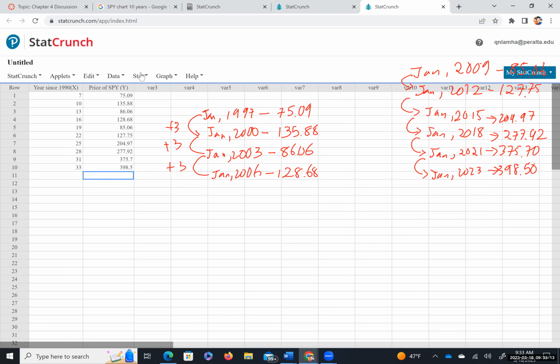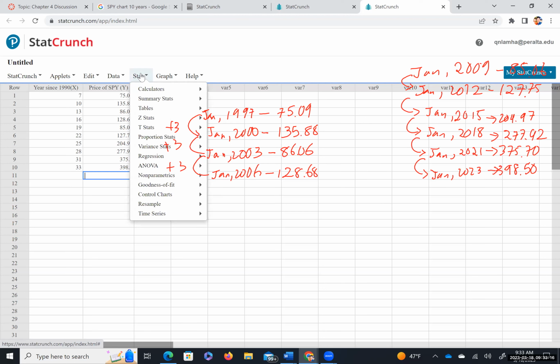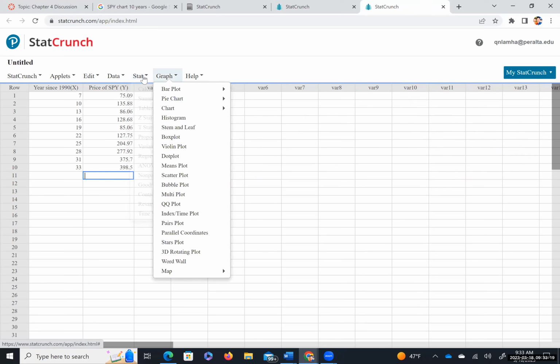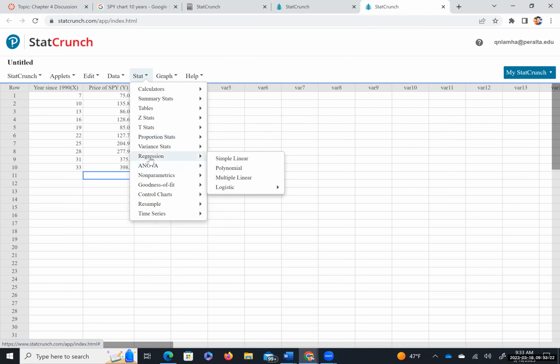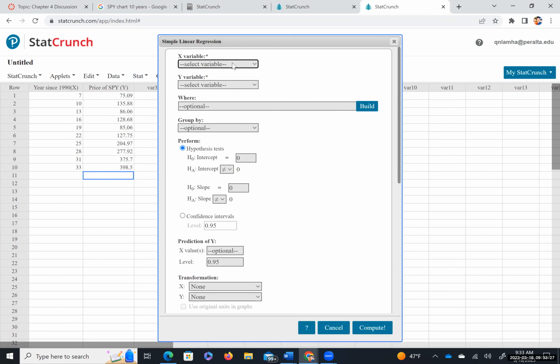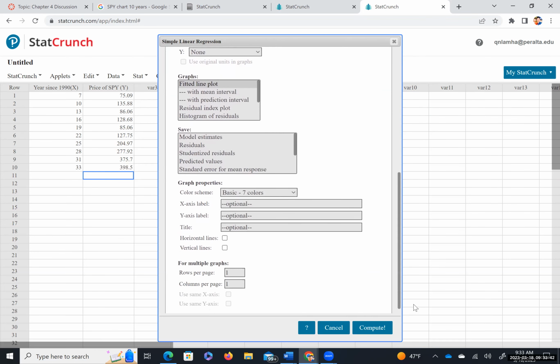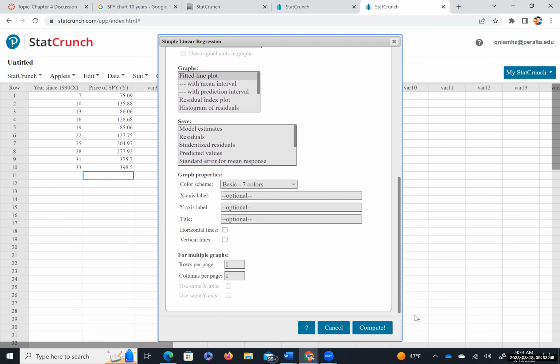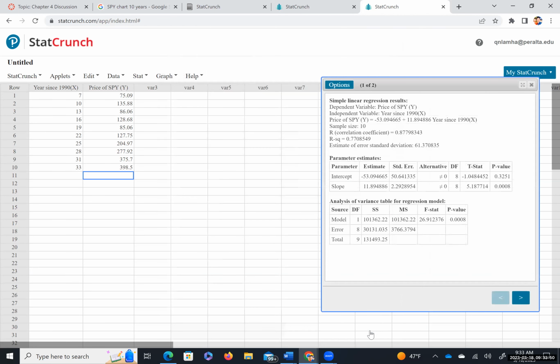All right, so now we're going to click on start here. I'm going to clean this up. We can start here and go to the regression using the simple linear. Click on that, right? I choose the X variable as the years since 1990, and the price is SPY, right? And you can just move down. I think we can just compute.